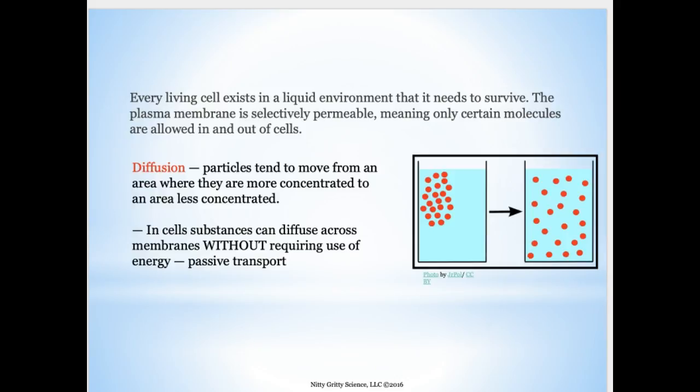That plasma membrane that we've already discussed and done the lab with is selectively permeable, so that means that only certain molecules are allowed in and out. Diffusion is when particles tend to move from an area where they are more concentrated to areas that are less concentrated. In cells, substances can diffuse across membranes without requiring the use of energy. This is called passive transport.